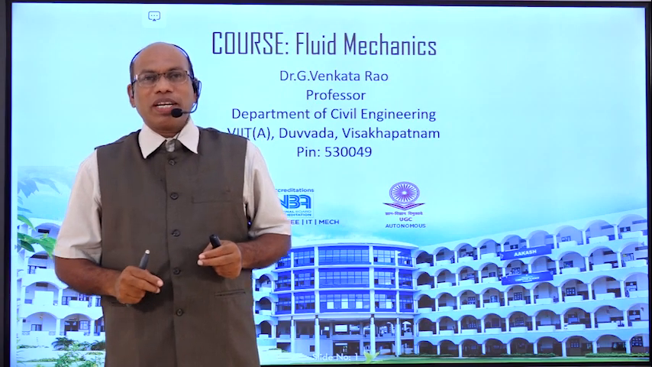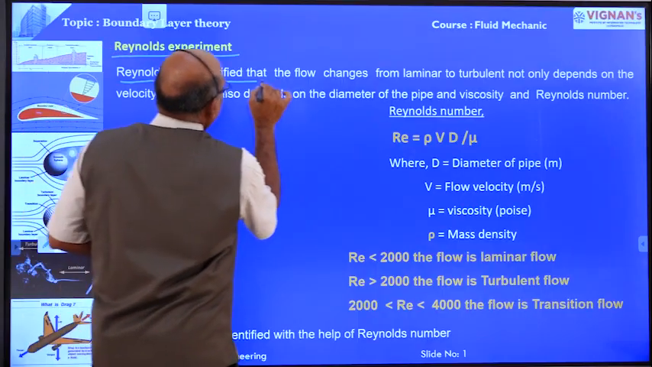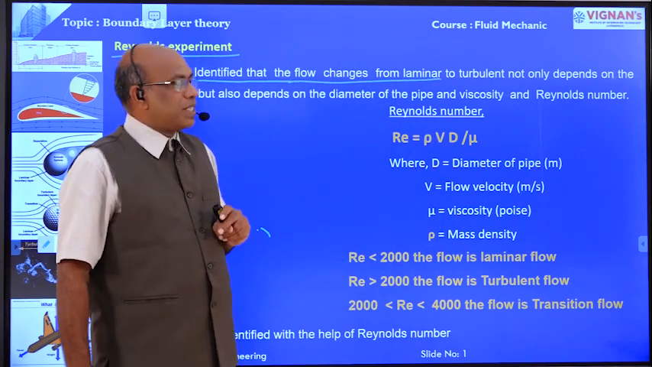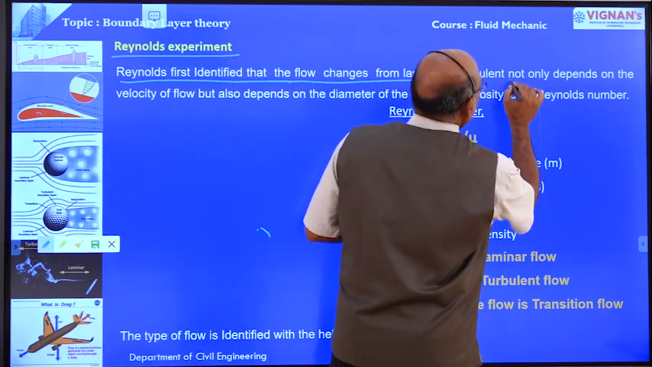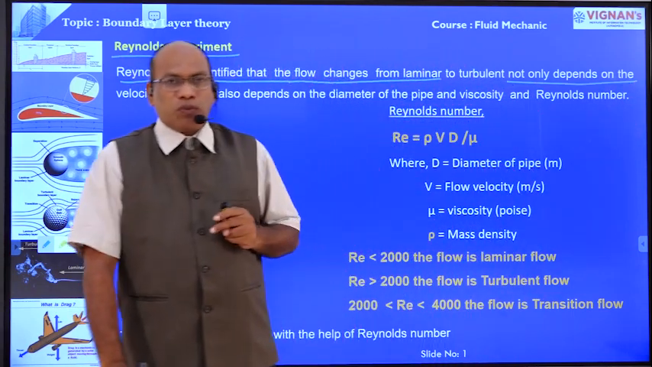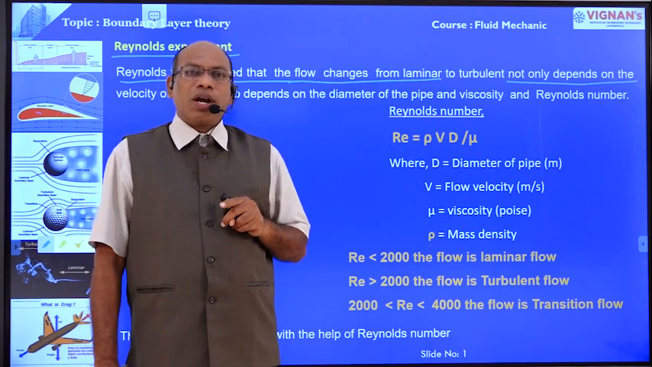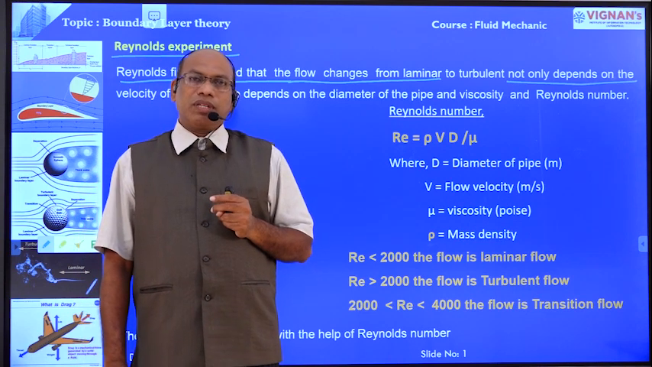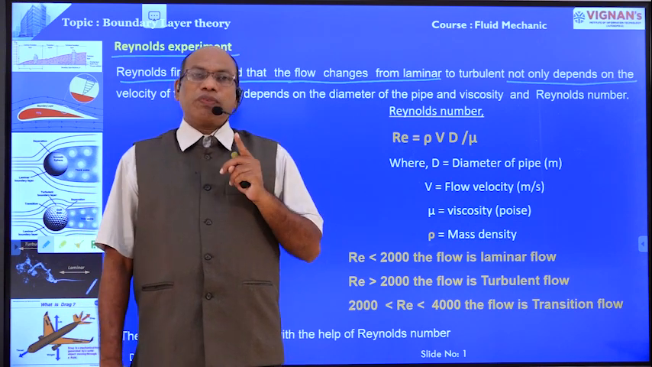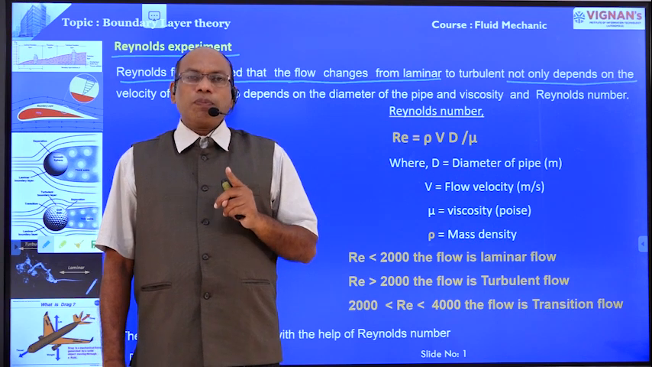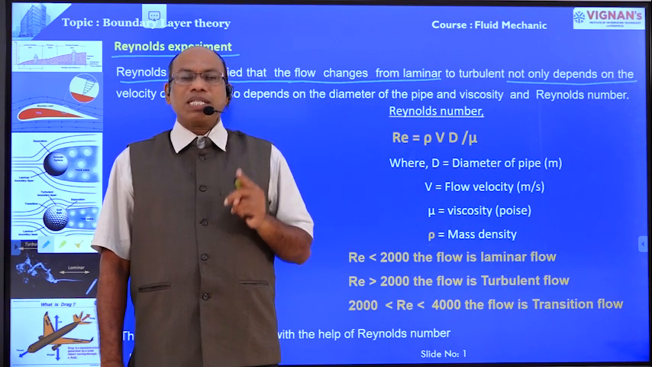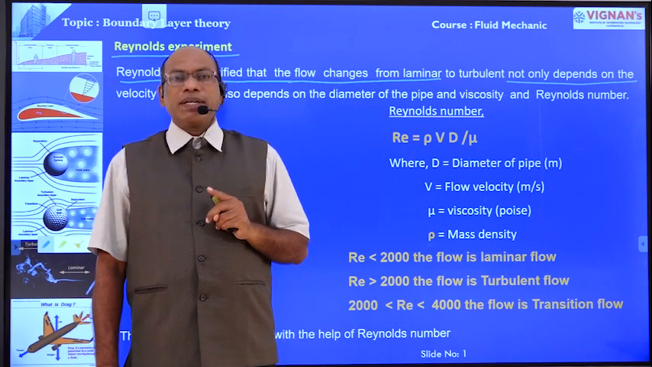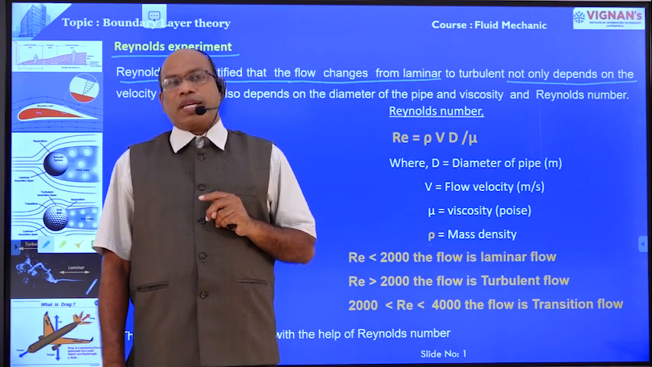We are going to discuss Reynolds experiment. Reynolds first identified that the change in flow from laminar to turbulent depends not only on the velocity of flow, but also on the diameter of the pipe and the viscosity of the flowing liquid.